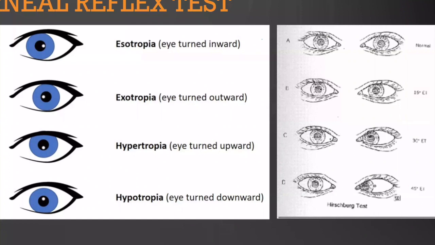What is important is that if you're seeing 15 degrees on Hirschberg's test, you can expect that the prism bar, or the more accurate testing, is going to give you double the amount. So if it is 15 degrees of left esotropia, when you do the prism bar cover test, you can expect it to be 30 prism diopters of left esotropia.